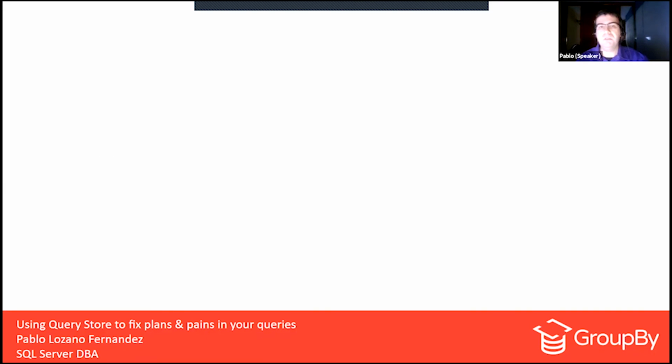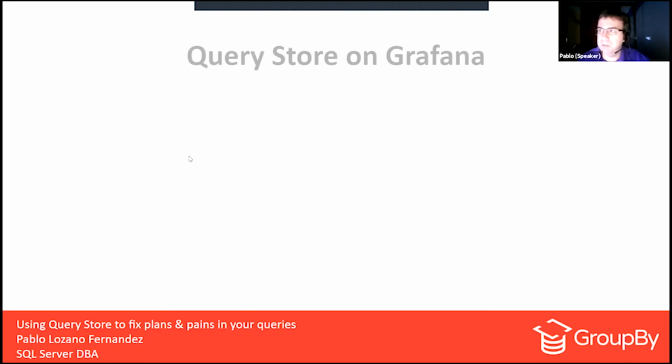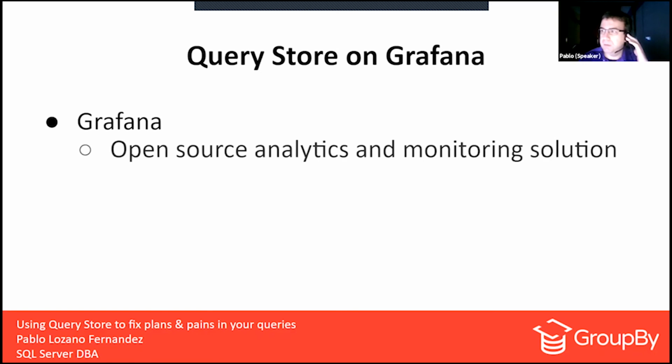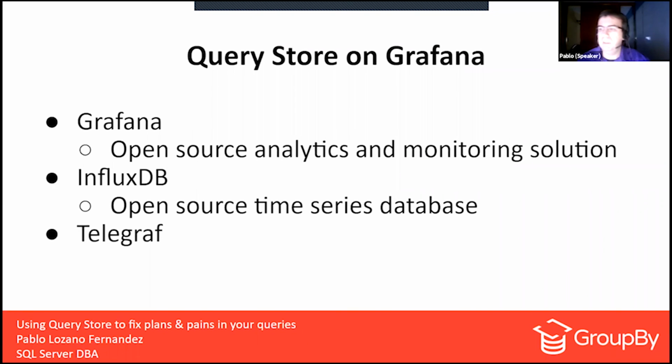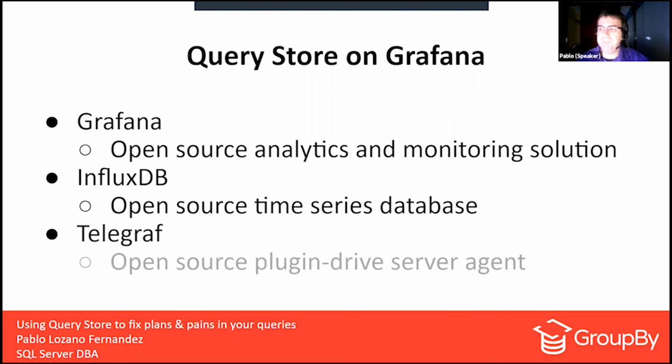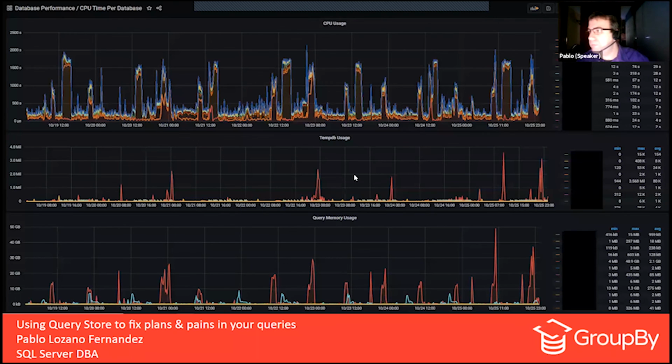So with these queries and some others, we decided to combine Query Store with some other tools. Let's see, this is the slide. We already had a Grafana installed, which we used to monitor our servers and get a graphical view of how they look. So we combined Grafana with an InfluxDB database to store information, and Telegraf to gather information from each server and send it to Grafana. And with that, we could get this kind of report.